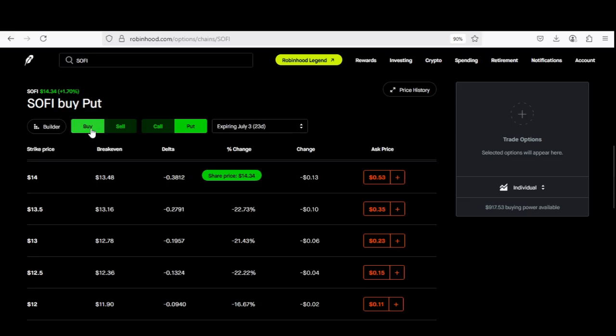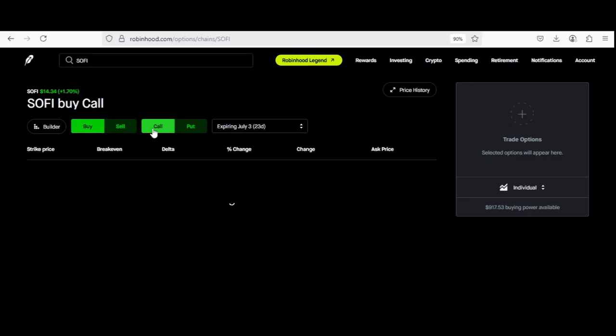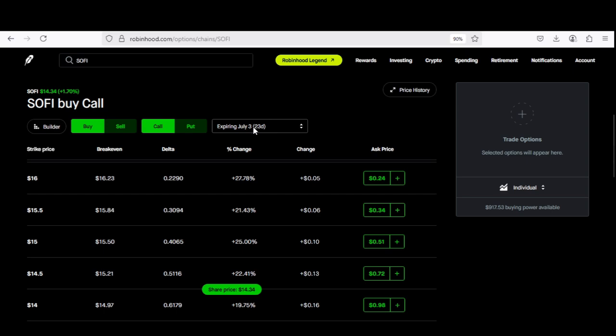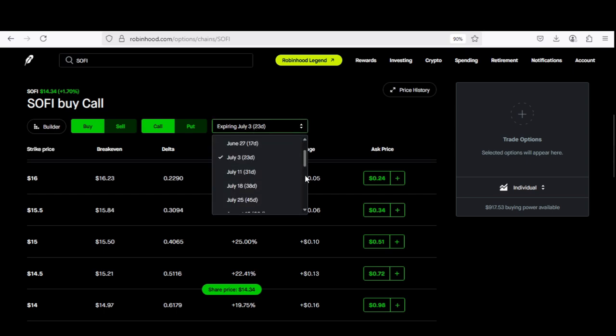Now, there's another option strategy that I would use on SoFi based on what I saw on the chart. Now I would go to buy, I would go to call, and I'll choose the expiration date of June 18th, 2026. That gives me 373 days to expiration.